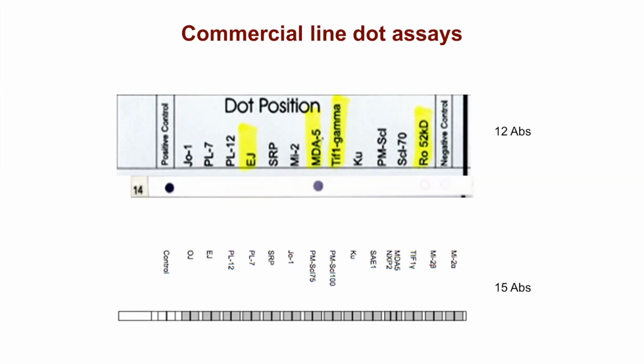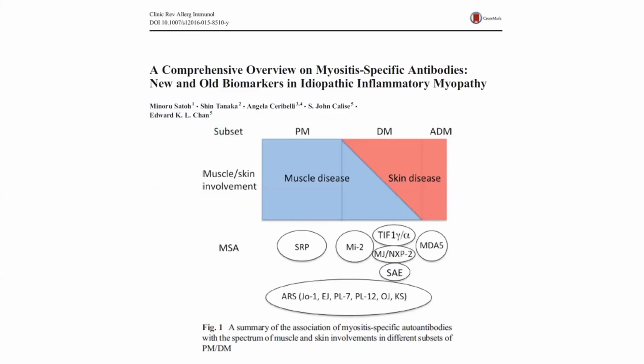So it's really a revolution, because now you can have access to these autoantibodies very quickly in every clinical immunological laboratory of your hospitals.